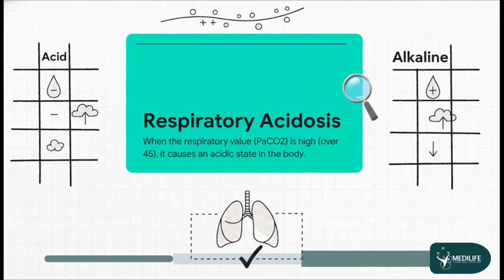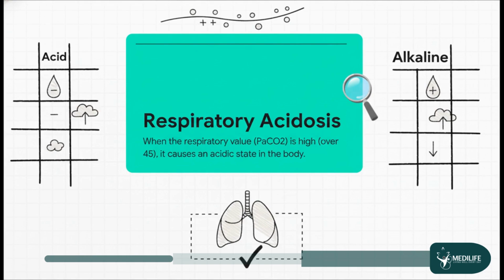So let's break down what that win means. The pH is in the acid column, so we know the patient is in acidosis. Simple. And because the PaCO₂, the respiratory value, is in that same winning column, we know the cause. Put them together and you get respiratory acidosis.